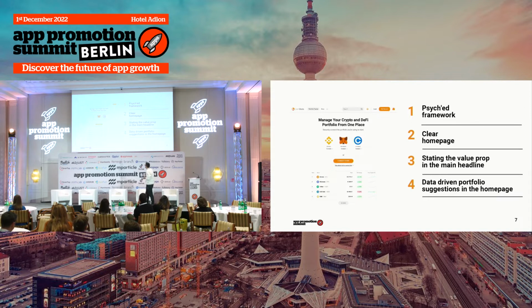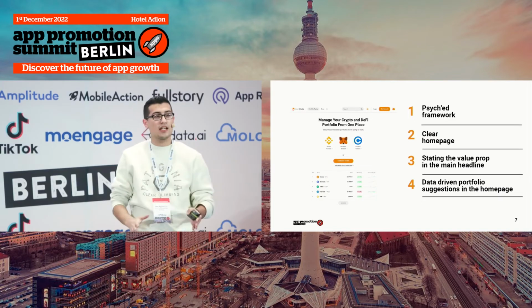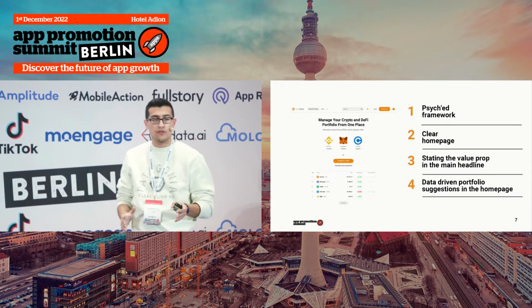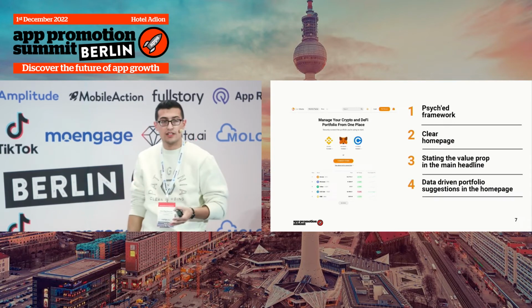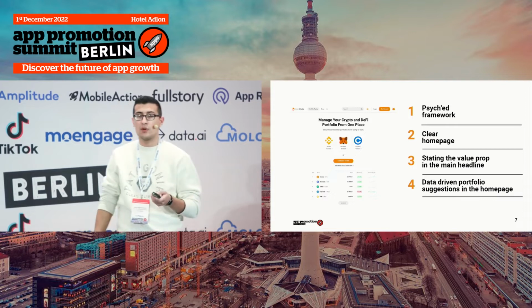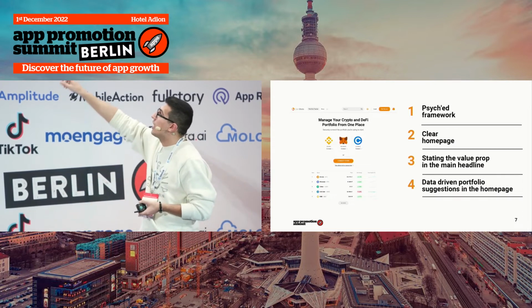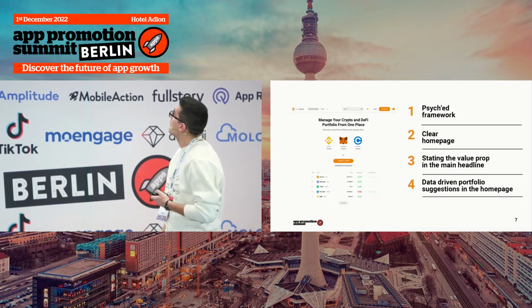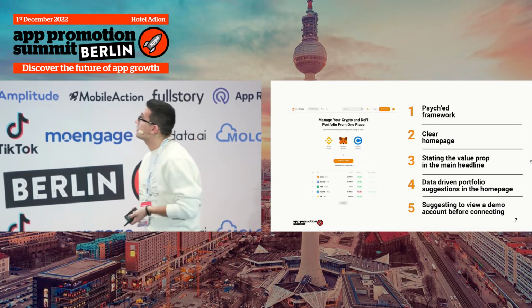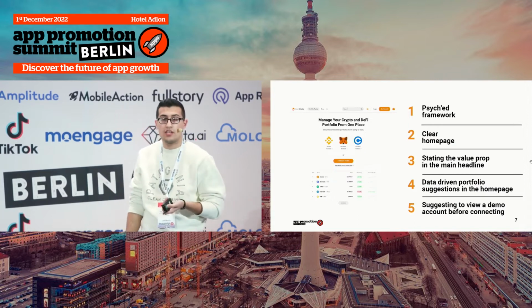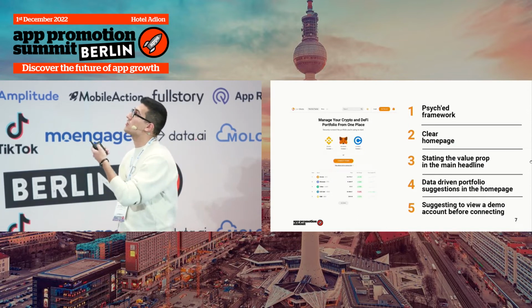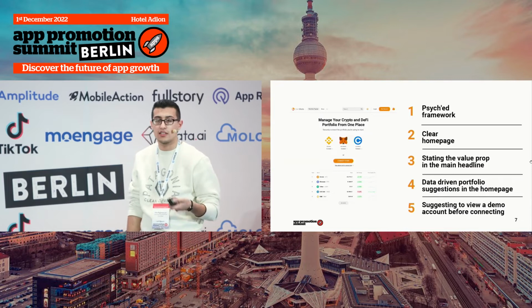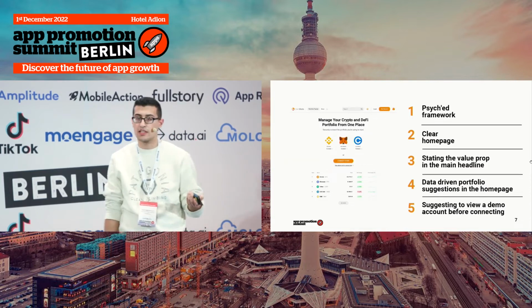We also put data-driven portfolio suggestions. So we analyzed our data, and we saw that most of our users are connecting either Binance, MetaMask, or Coinbase. So we suggested these 3 portfolios at the beginning of the homepage. And also, we added a demo account feature. So we allowed our users to watch a demo account before actually connecting their portfolios to CoinStats.